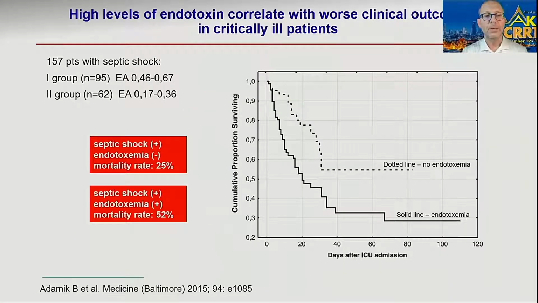Septic patients that have high endotoxemia have much higher mortality. We analyzed the endotoxin activity level in 157 patients with septic shock. The group with endotoxin activity above 0.4 had a much higher mortality than the group of patients with low endotoxin activity, regardless of the infecting microorganism.